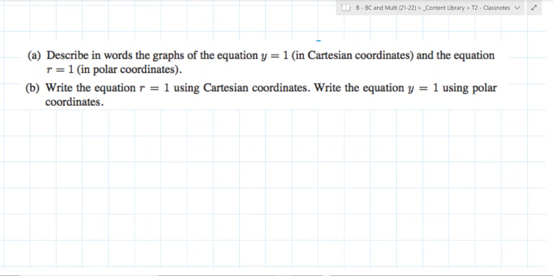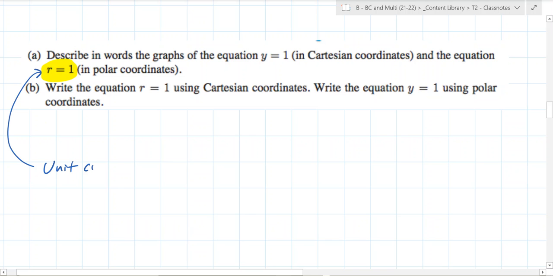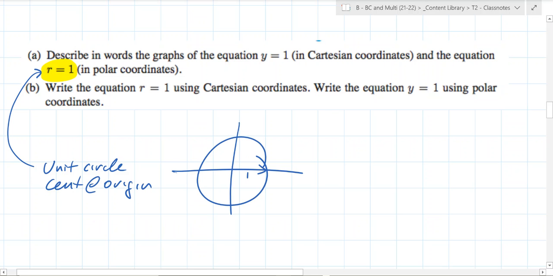Let's just start without looking at the words and look at this right here. r equals 1. What does that mean? There's no theta. It just means that regardless of the angle measure, what's the distance from the origin? 1. So what is that? So you can convert it, but what is that? Tell me what it is in words. It's a unit circle centered at the origin, because it's just the collection of points that are 1 away from the origin.